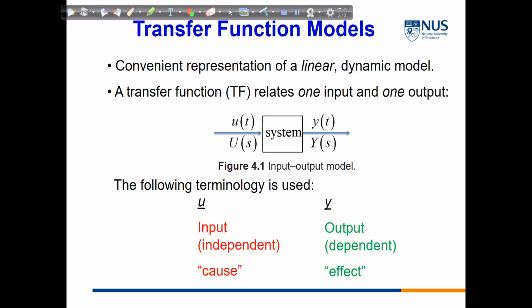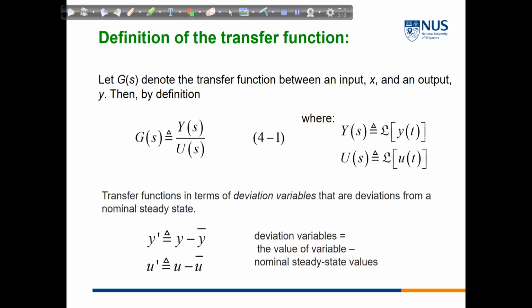Then we introduced the transfer function models, which relate one input to one output. So the definition makes it a linear format. We define the deviation variables as the value of the variable minus nominal steady-state values. Therefore, this deviation variable always has a zero initial condition. That is a nice feature to make the calculation easier.